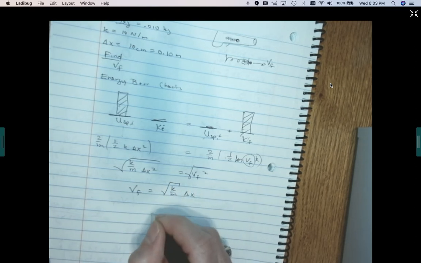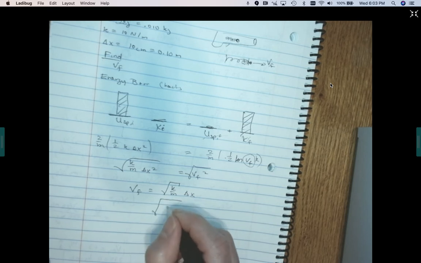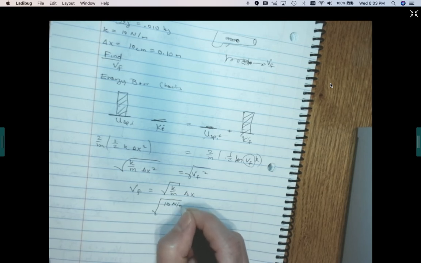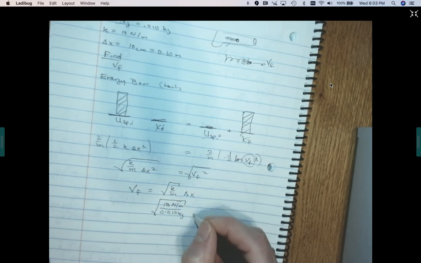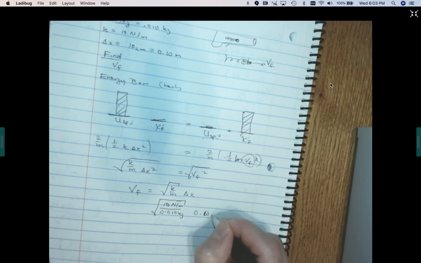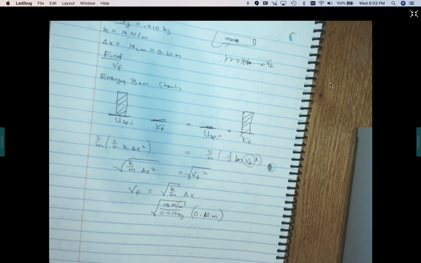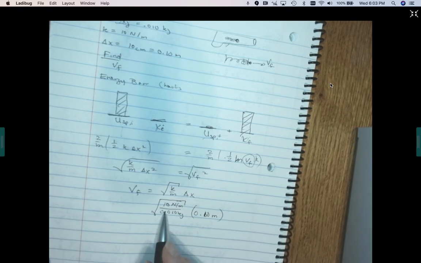We have a spring constant now that we can plug in, so that's 10 newtons per meter, divided by the mass, 0.010 kilograms, and then multiplying by delta x squared, which is 0.10 meters squared. Okay, so it's going to be the square root of 1,000.